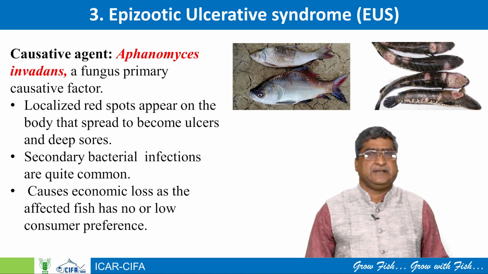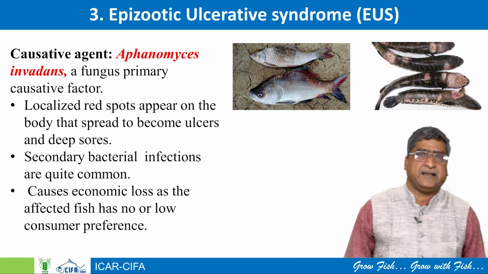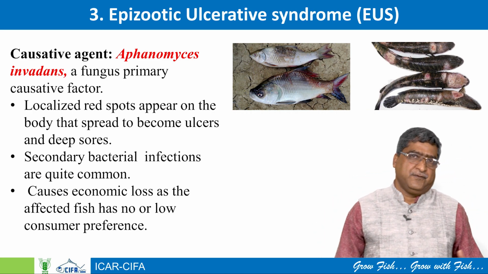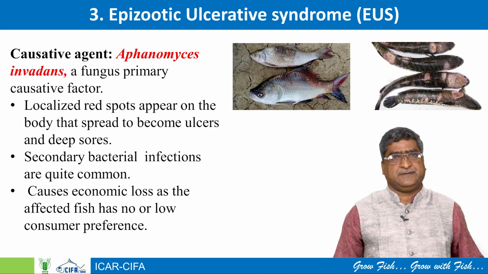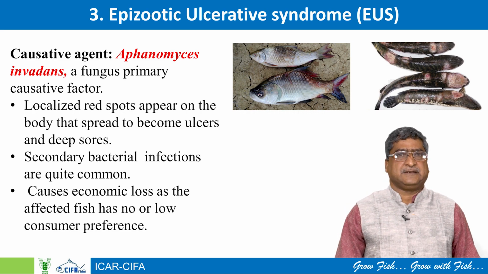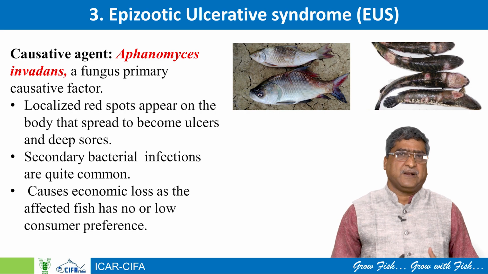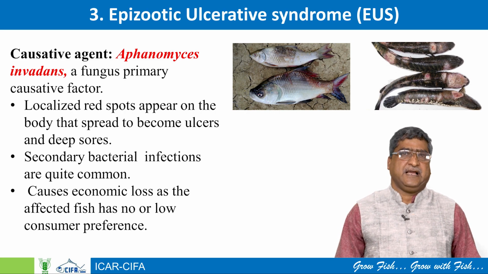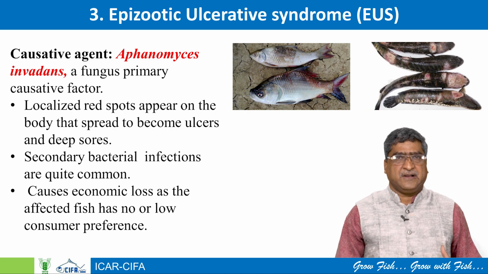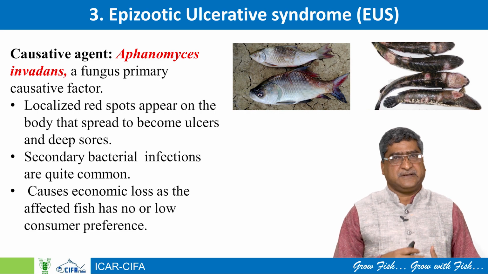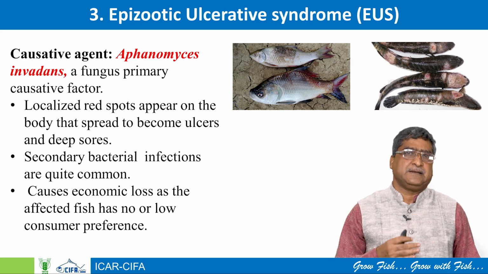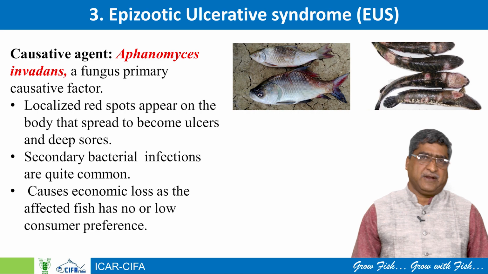Then EUS, everybody knows EUS is a very important disease. Some years back, it affected the whole country. This is called Epizootic Ulcerative Syndrome, caused by Aphanomyces invadans, the fungus. The fungus is the primary causative agent. However, it subsequently has a secondary bacterial infection.